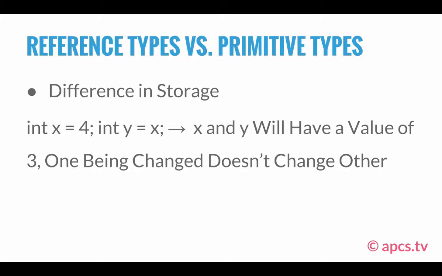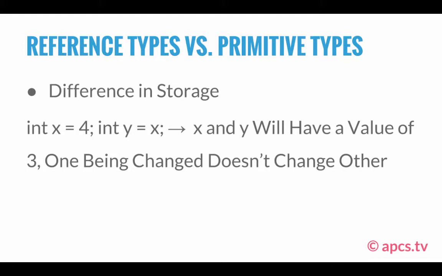So the main difference between these two different things is the difference in storage. So now let's take a look at an example where we'll be using some primitive types for storage. So let's say we declare an integer variable x to a value of 4, and then we declare an integer variable y and set it to the value of x. So at the end of the day, x is equal to 4 and y is equal to 4. So both x and y will have the same value.